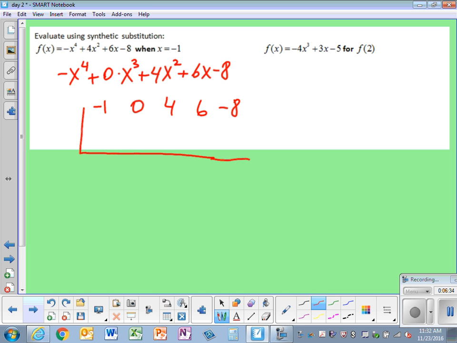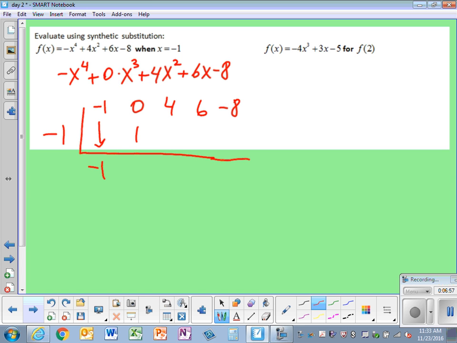I take the number for which I'm evaluating and copy it right here, negative 1. Now I need to do my little zigzag, right? The first thing to do is to copy my negative 1. So the first coefficient is just copied down, negative 1. Now I need to multiply negative 1 by negative 1, which is 1. So I put it right there.